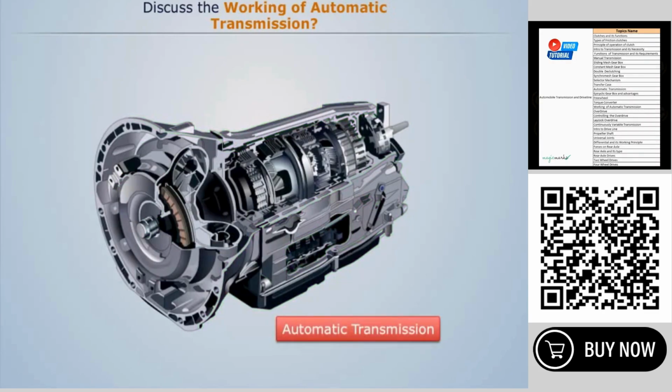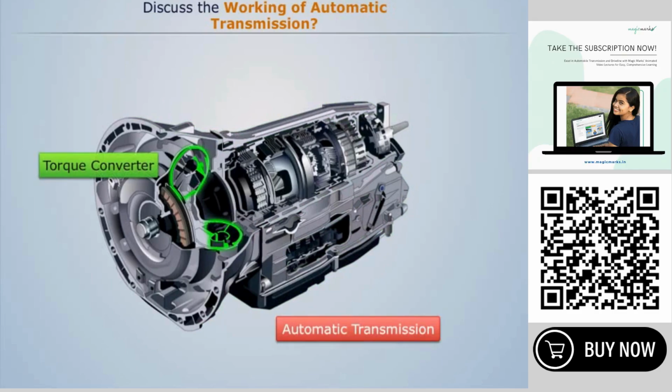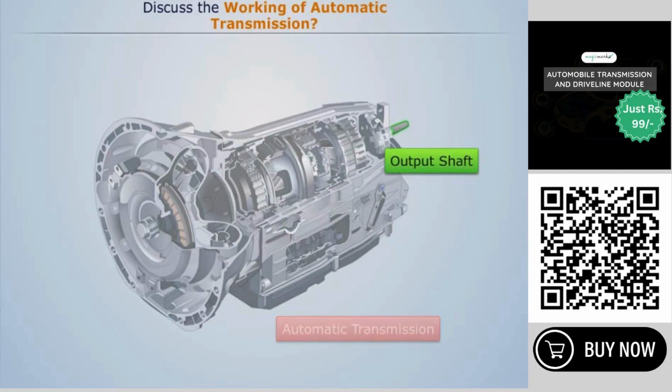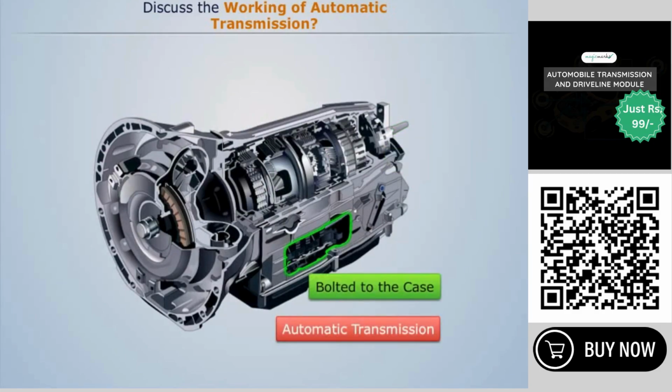The converter housing encloses the torque converter and is bolted to the case. The case houses the epicyclic gearbox, whereas the extended housing encloses the output shaft. The oil pan is also bolted to the case.